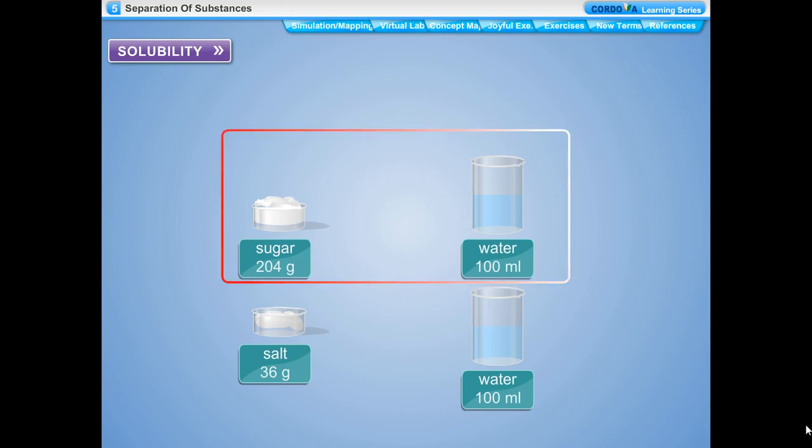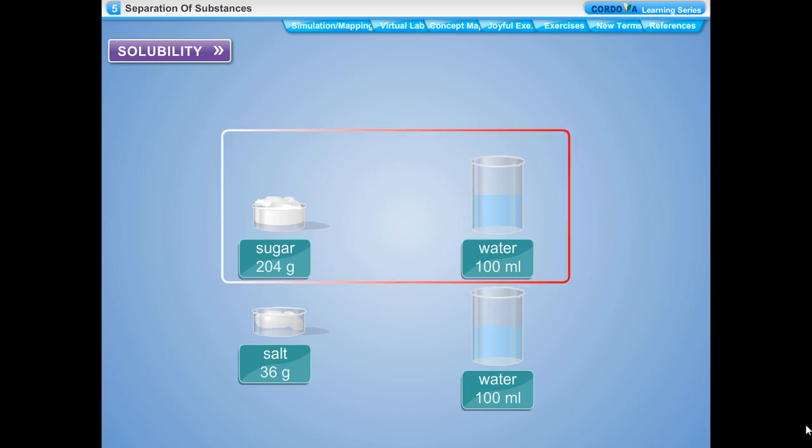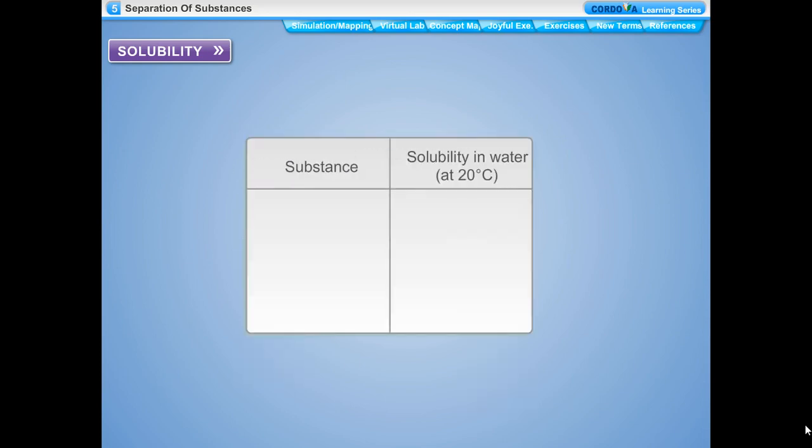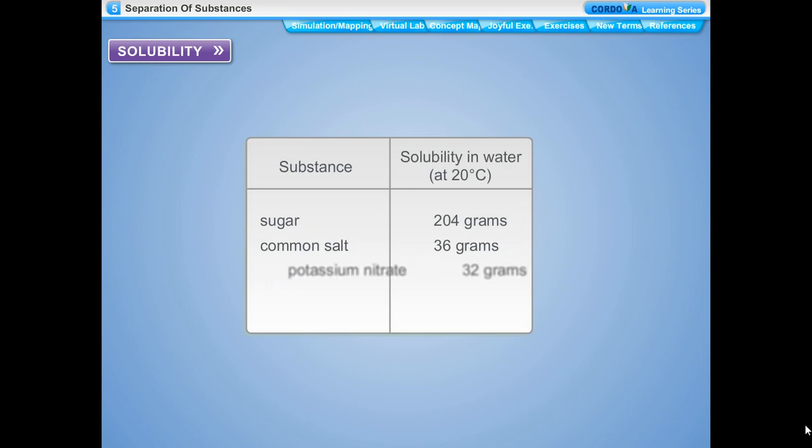The extent of dissolution of any substance is described in terms of solubility. The maximum amount of a substance that can be dissolved in 100 grams of water at a given temperature is called its solubility in water. Solubility of some common substances at 20 degrees Celsius is given below. Substance: solubility in water. Sugar 204 grams, common salt 36 grams, potassium nitrate 32 grams, copper sulfate 21 grams.